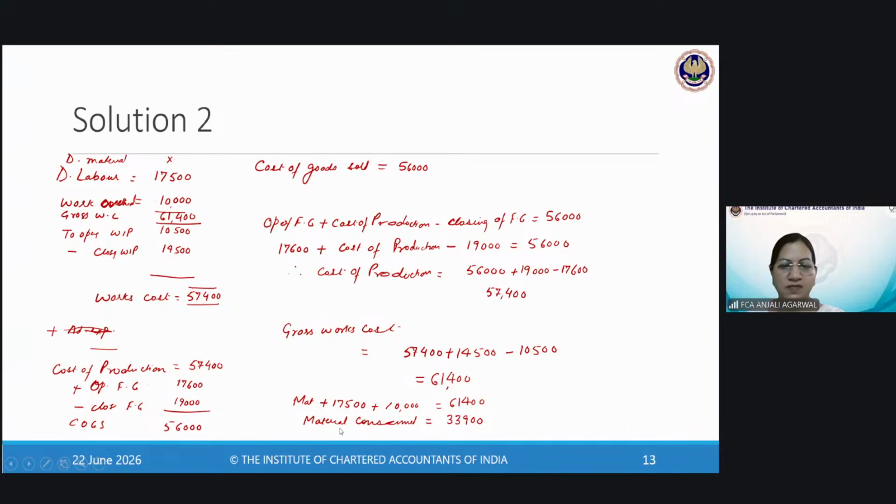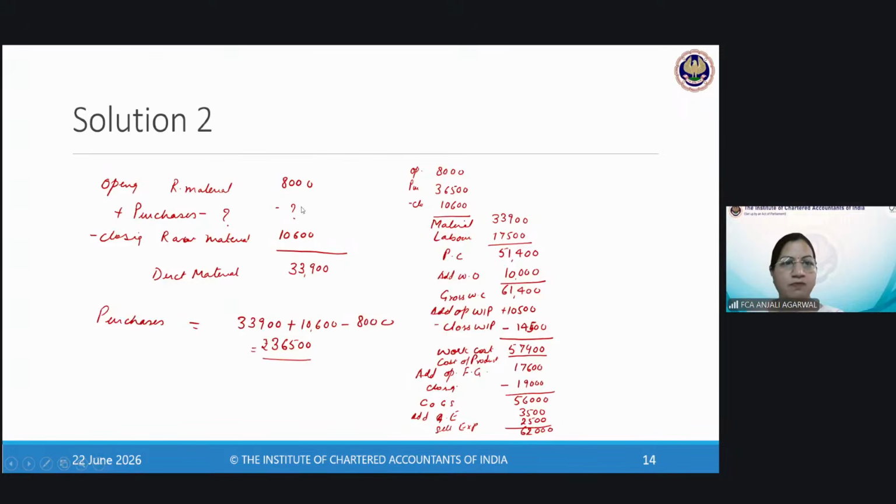So this gives us the missing information on material consumed. Once you know the material consumed and opening and closing stocks of raw material, you will be able to find out material purchased. So material purchased is 36,500. Now all the missing information is there. How much is the opening stock of raw material? Material purchased less closing, so material consumed is 33,900. Labor is given. Add the two, you have the prime cost. Works overhead are given, 10,000. Add the two, you have the gross works cost.